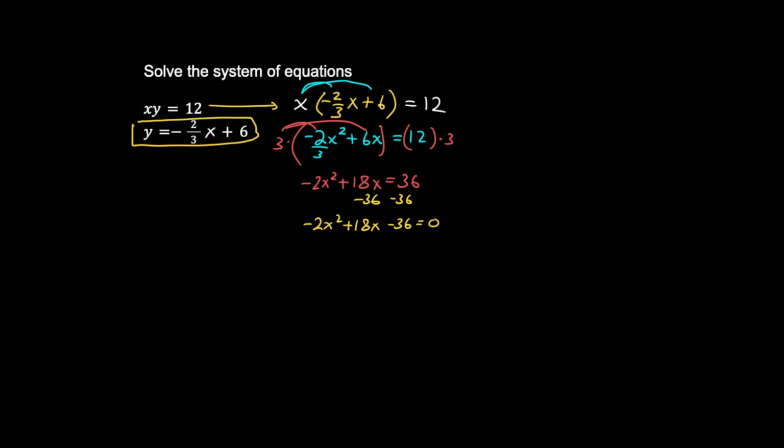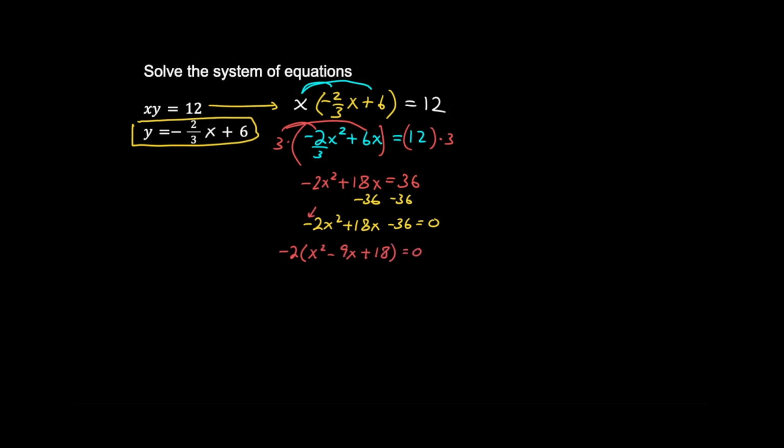I can try quadratic formula or factoring or completing the square, but my preference is to try factoring first, so that's what I'm going to try to do. There's a common monomial in all three terms. Negative 2 goes into all three terms. Remember, if the first term is negative, pull out that negative. That's going to give me x squared minus 9x, dividing each term by negative 2, plus 18.